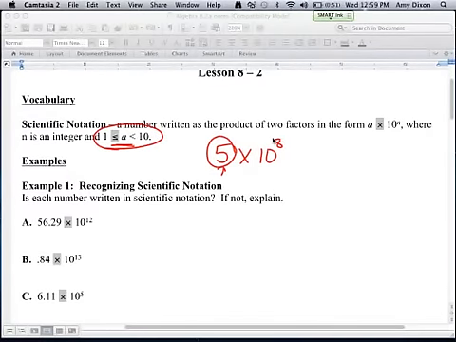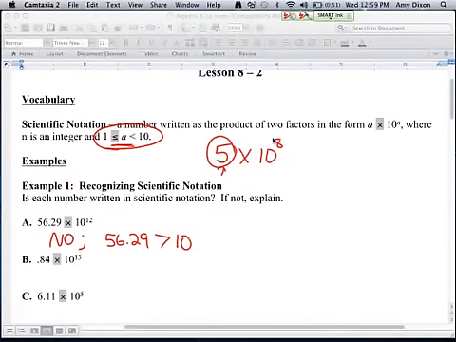So our first example is talking about if numbers are in scientific notation or not. It's a yes or no type question here. Is each number written in scientific notation? If not, explain. Letter A is 56.29 times 10 to the 12th. Is that written in proper scientific notation? No. Why? Because 56.29 is bigger than 10. So no good.